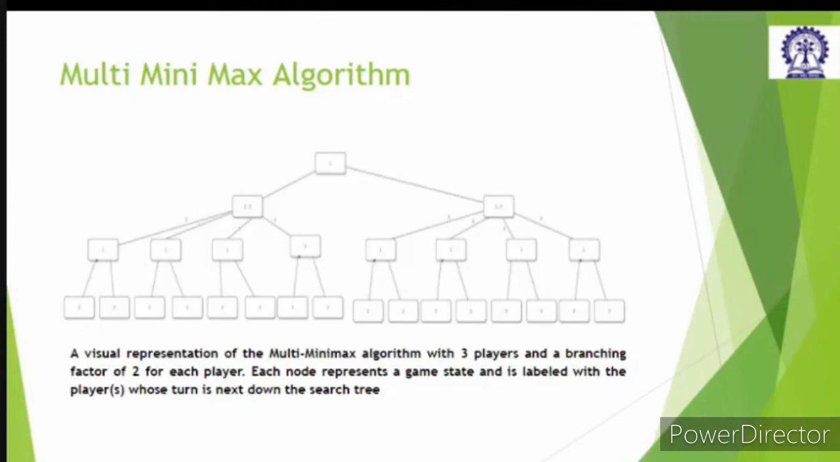So the first node is 1, that is, the first player will move. It has 2 branches, meaning that it has 2 options. If it chooses the first option, then again the node has 2 and 3 as its label, meaning that it can be a move for either player 2 or player 3. For player 2, again it branches to two different nodes, and then it returns to 1, and again it goes to 2, and the same happens for 3 as well. So this is a basic example of the multi-minimax algorithm.